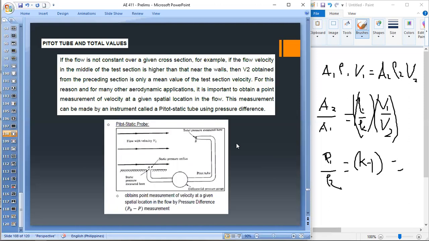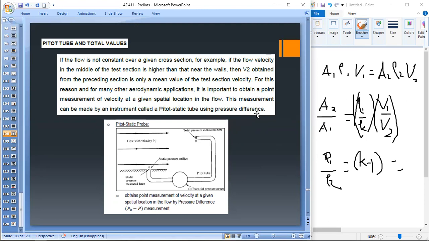So, if the flow is not constant over a given cross-section, for example, if the flow velocity in the middle of the section is higher than near the walls, then the velocity we obtain from the preceding section is the mean value of the test section velocity. So for this reason, and for many other aerodynamic applications, it is important to obtain a point measurement of velocity at a given spatial location in the flow. This measurement can be made by an instrument called a pitot-static tube using pressure difference.